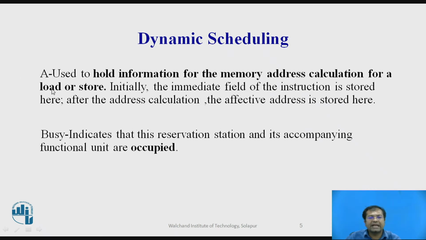The next field is A. This A is used to hold information for memory address calculation for a load or store operation. Initially the immediate field of the instruction is stored, and after the address calculation, the effective address is stored here. The last field is Busy. This field indicates that this reservation station and its accompanying functional unit are occupied.